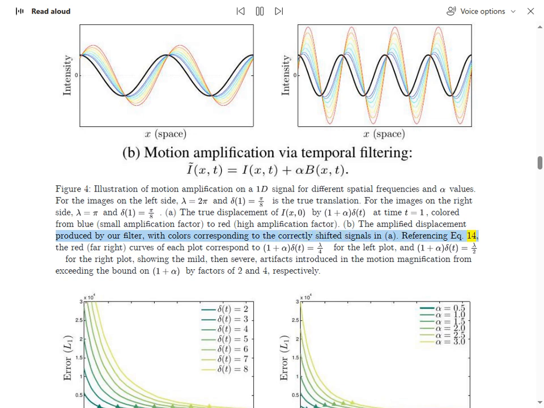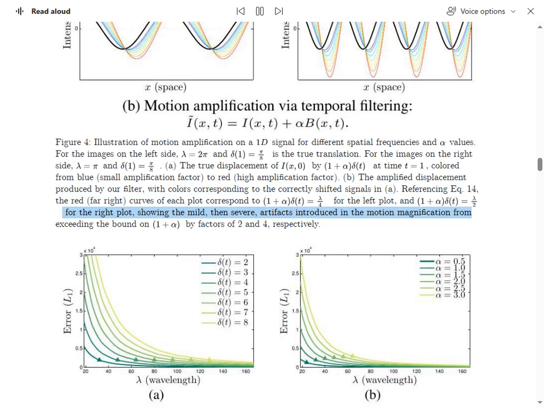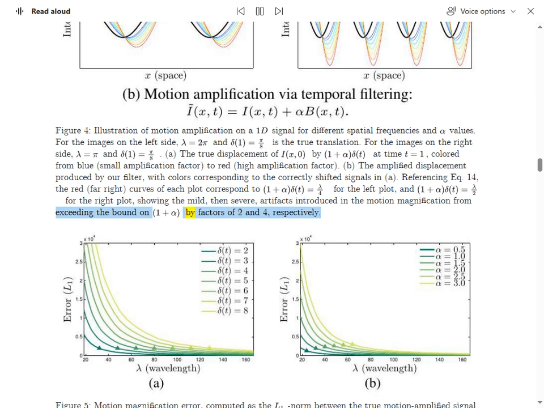Referencing EQ 14. The red, far right, curves of each plot correspond to 1 plus alpha delta t equals lambda over 4 for the left plot, and 1 plus alpha delta t equals lambda over 2 for the right plot, showing the mild, then severe, artifacts introduced in the motion magnification from exceeding the bound on 1 plus alpha by factors of 2 and 4, respectively.